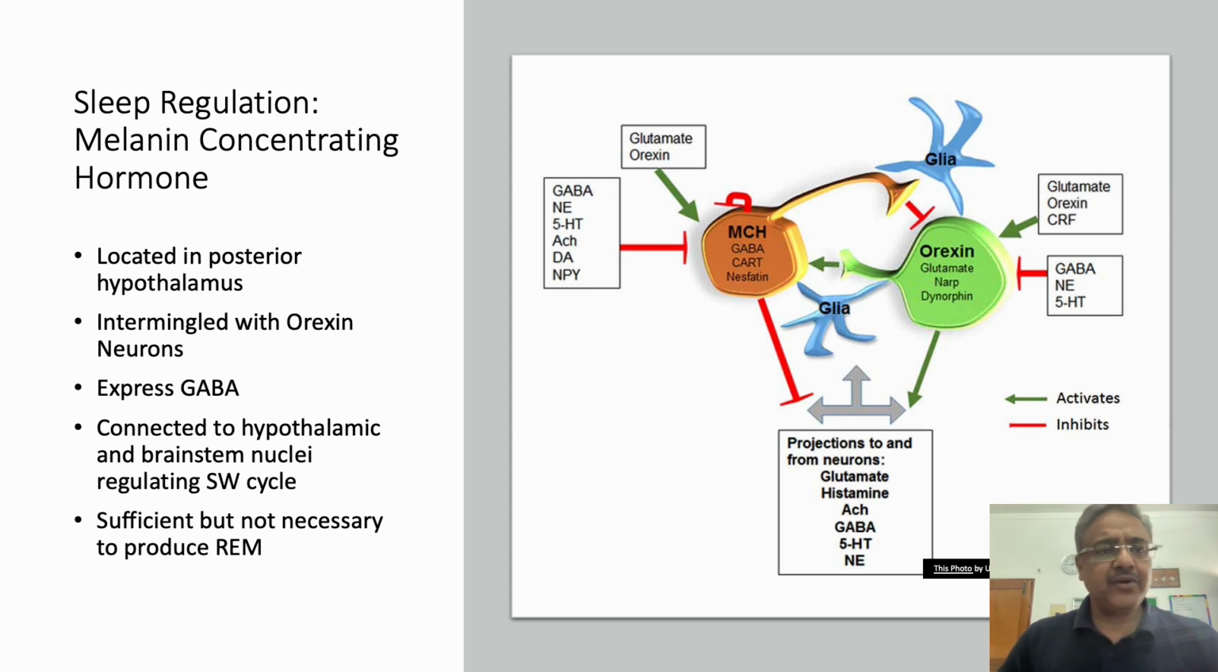There is another group of neurons which is present in the posterior hypothalamus, which is intermingled with the orexin neurons, and these are known as the MCH neurons, or the melanin concentrating hormone neurons, and these neurons also express GABA. These neurons are also connected to the nuclei of the ARAS system, which are important for the regulation of the sleep-wake cycle. So these neurons are important for the generation of REM sleep, but they are not necessary. That means even when these neurons get damaged because of any process, the REM sleep appears.